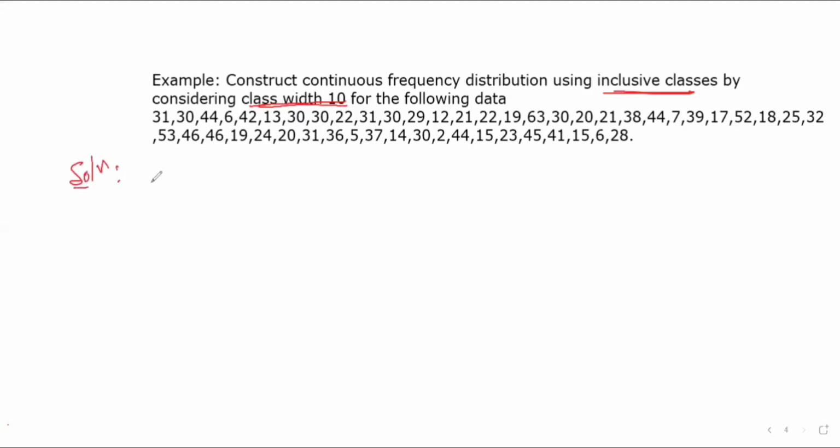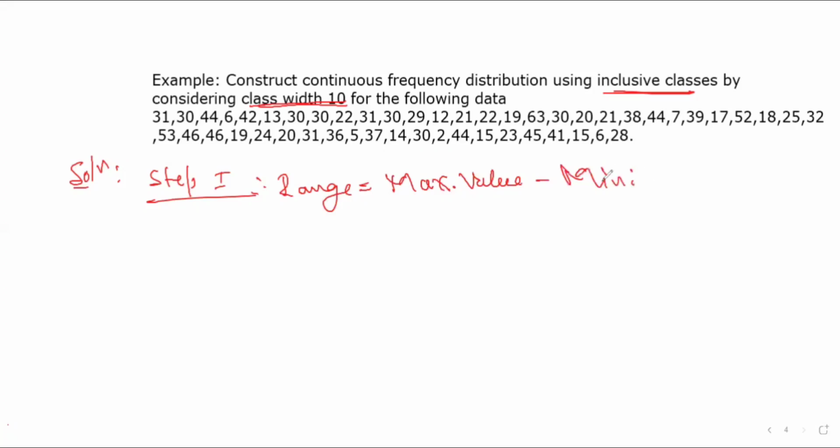So, solution, step number one: finding the range. Range is equal to maximum value minus minimum value, right? What is the range? Maximum value minus minimum value. So identify the range. What is the maximum value here? The maximum value is 63, right? So here we have 63, and the minimum value is 5.